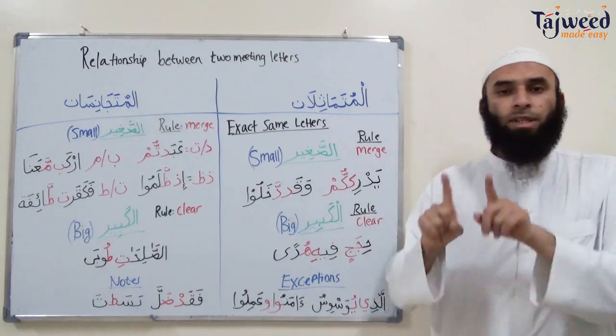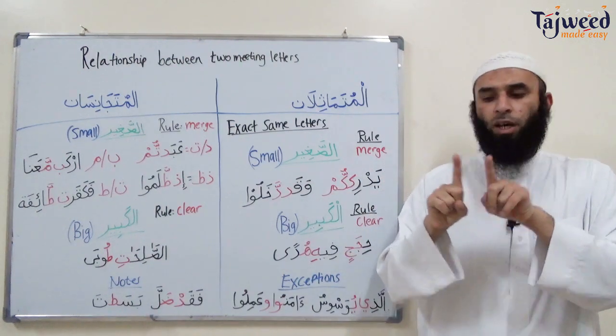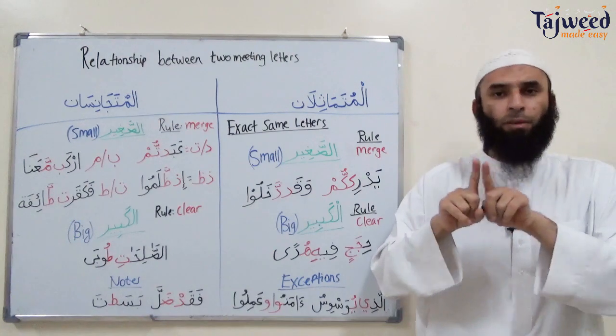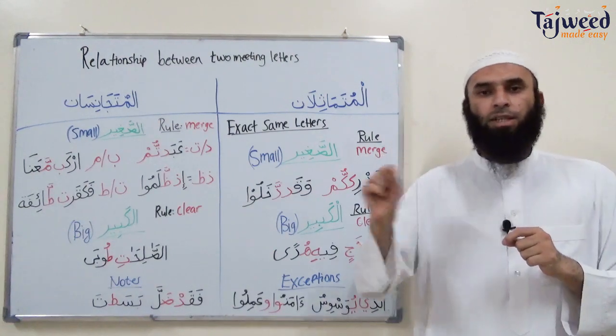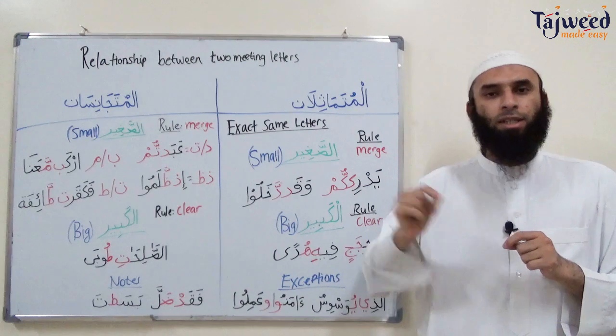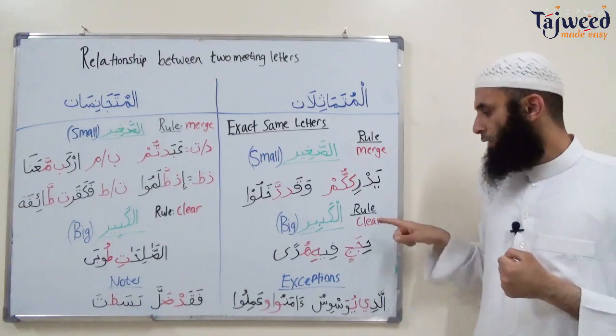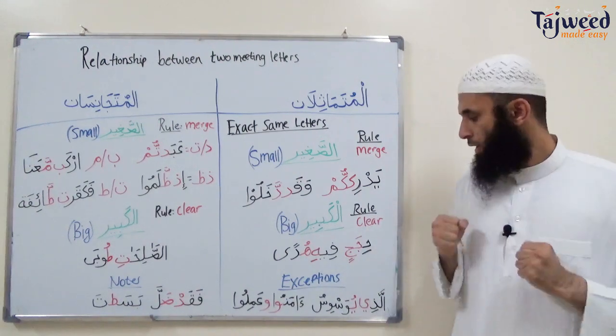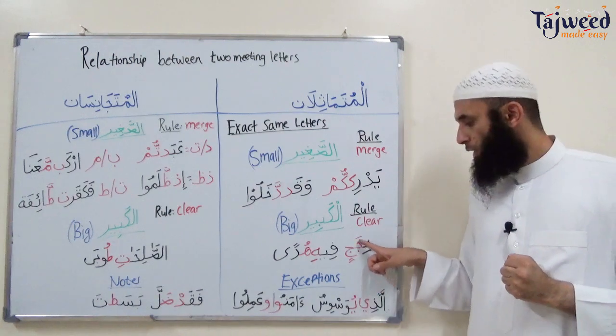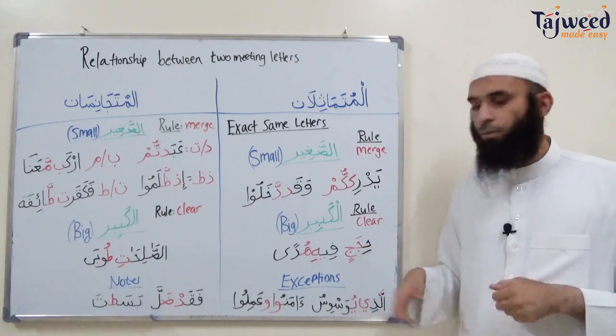Now al-kabir just means the two exact letters which are next to each other, both of them have a haraka, both of them have a vowel, whether it's fatha, kasra, dhamma, or fathatan, kasratan, dhammatan. So what's the rule on this? The rule on this is to make it clear. For example, we have the word hijaj. The first jim has a fatha, the second jim has a kasratan.